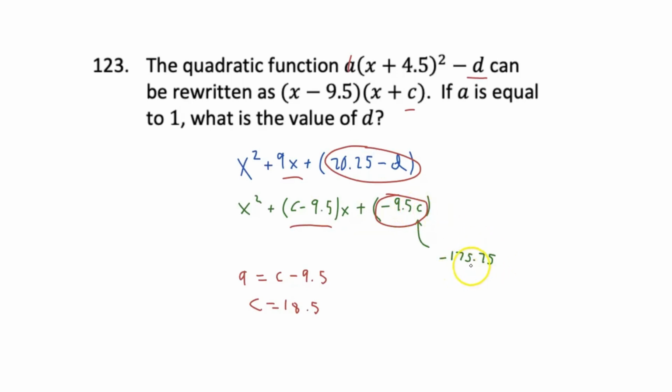So if we set negative 175.75 equal to 20.25 minus d, and now we can just solve for d. In this case, d would be equivalent to 196, and that is the answer to this problem.